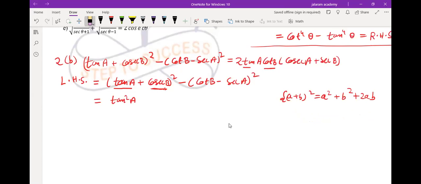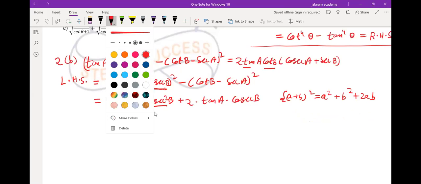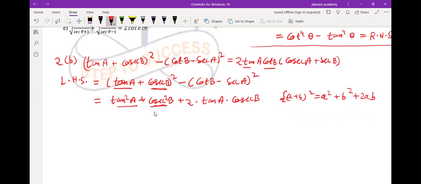So always remember this. Next line: tan square A plus B square means (cosec B) whole square, so it can be written as cosec square B plus, now (a plus b) whole square is a square plus b square plus 2ab, so 2 into a into b. After writing this, before the next bracket, we have a minus sign.